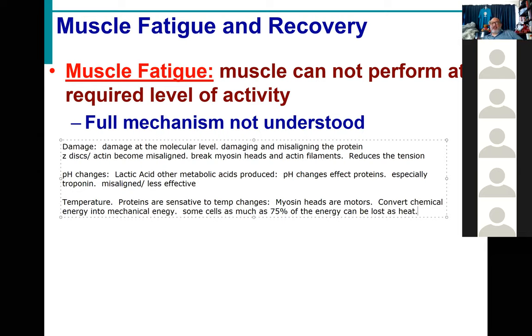So that temperature change can modify the proteins, cause it to function less efficiently. What else? What else determines how long you can contract a muscle for? What did we just finish talking about?